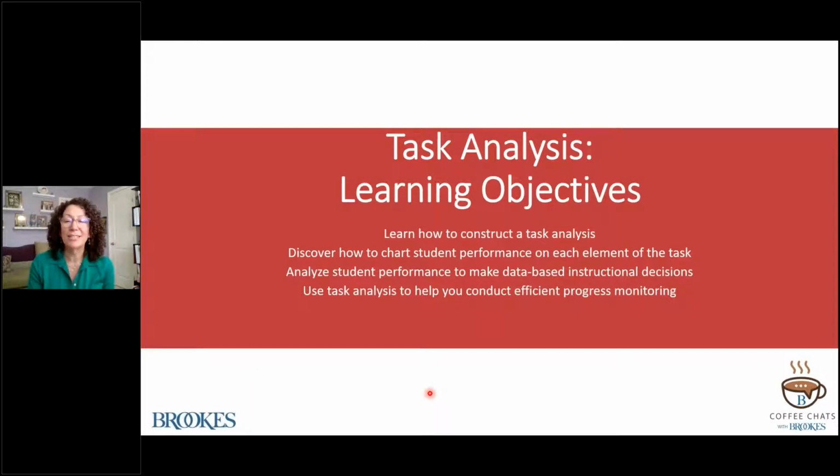Well, I'm very happy to be with you today and to give you a short discussion about task analysis, which I think is just such a powerful tool and technique for individuals with disabilities and for their special education teachers. I have 4 objectives to meet with you in the next 25 or 30 minutes: constructing a task analysis, charting student performance on each element, analyzing performance to make data-based instructional decisions, and using task analysis to conduct efficient progress monitoring.